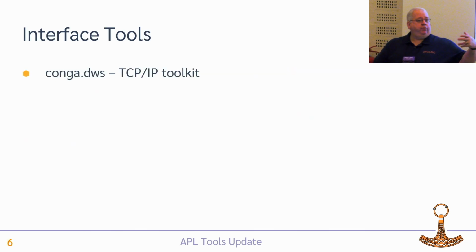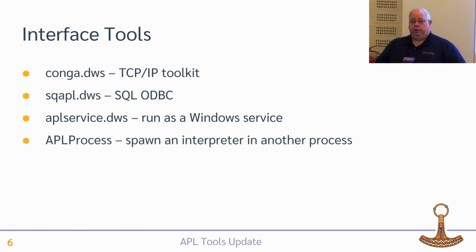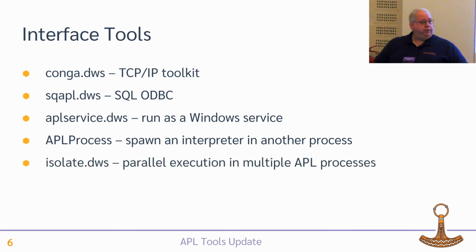Then we have a number of tools to interface with the rest of the world. Conga is our TCP/IP toolkit. We've got an interface to SQL databases via ODBC. APLService allows you to run your APL application as a Windows service. We also have APLProcess, which allows you to spawn another process with an interpreter. We have isolates, which allows you to do parallel execution. Actually, isolates uses APLProcess. And then we've got the Python APL interface, Pineapple.